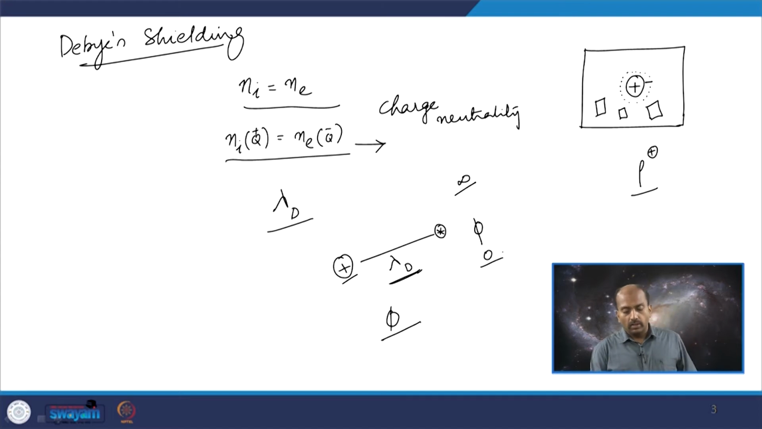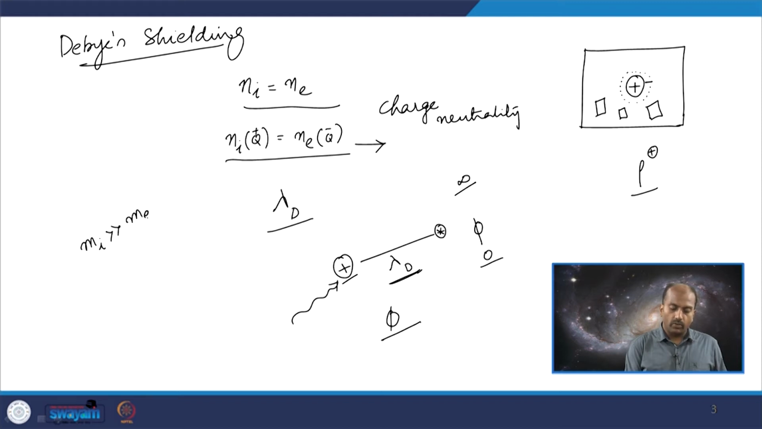That means the total negative charges that surround this positive charge will electrically neutralize it. Although the particles may not come and stick to this charge, they will behave so as to neutralize the effect of this positive charge. Now, one more important thing that we have understood in the last discussion is that the mass of an ion is much greater than the mass of an electron.